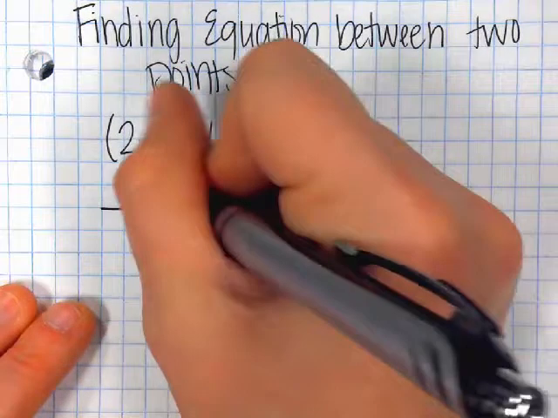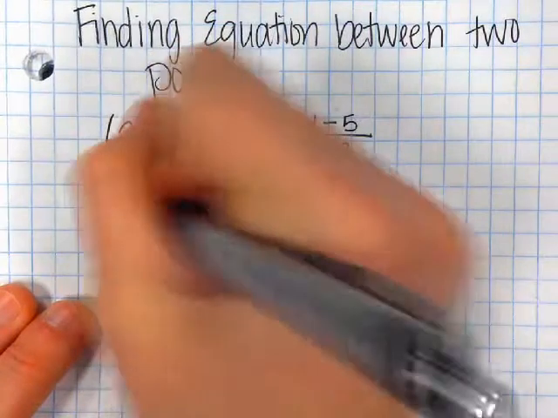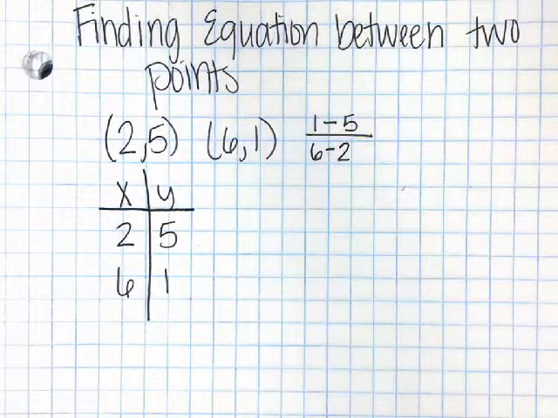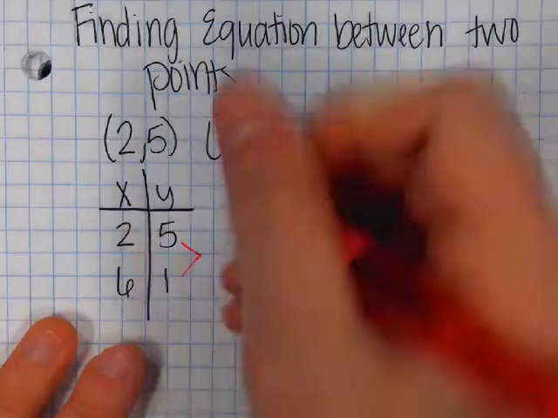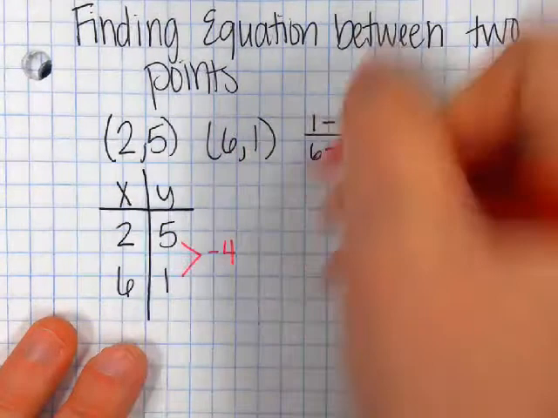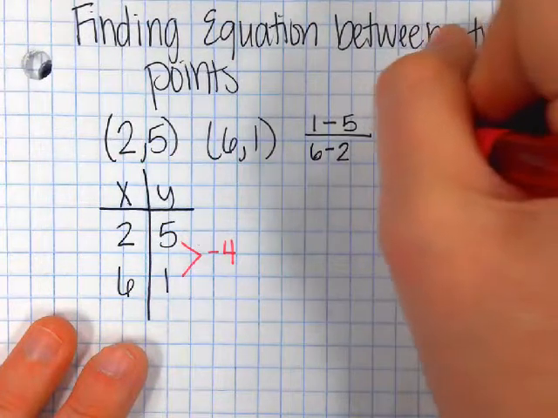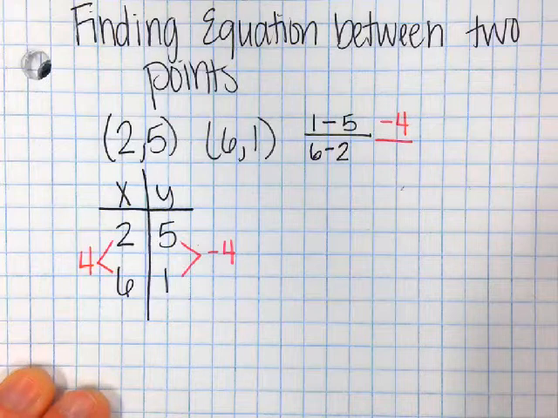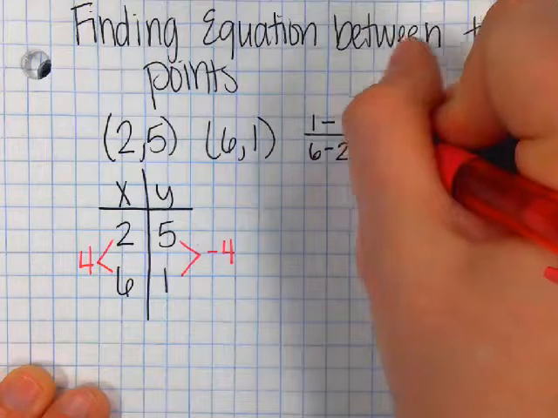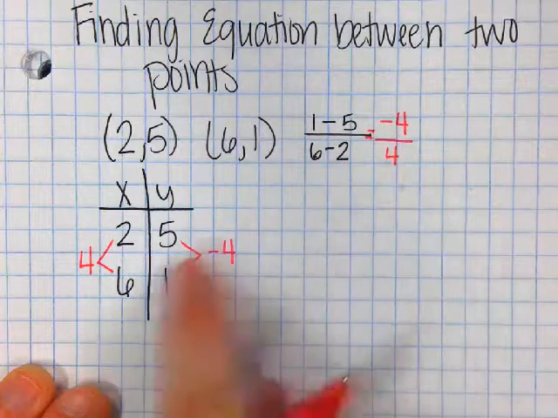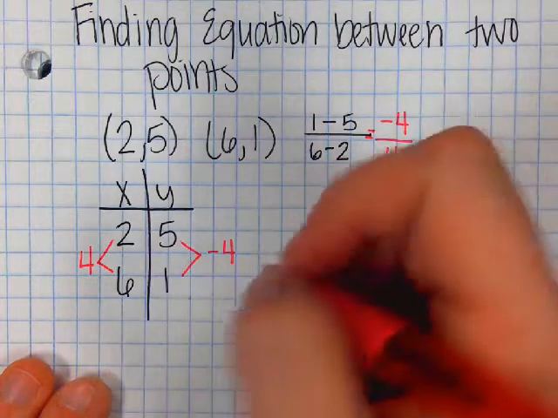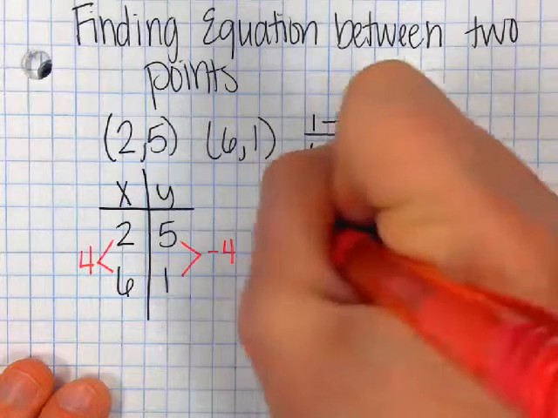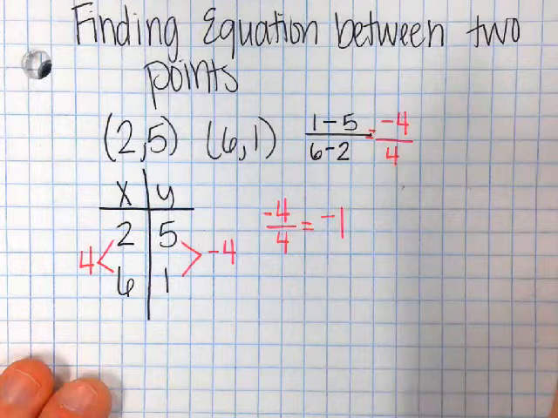I personally think it's easier if you just put the 2 points in a table, 2, 5, and 6, 1, and just find the change like you always do. From 5 to 1, that goes down 4, or 1 minus 5 is negative 4, over 2 to 6 goes up 4. So I'm just doing it in the formula too so that you can see where they connect. Remember, you always do y divided by x, so negative 4 divided by 4 equals negative 1.